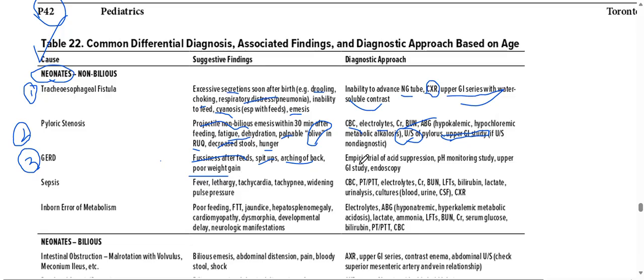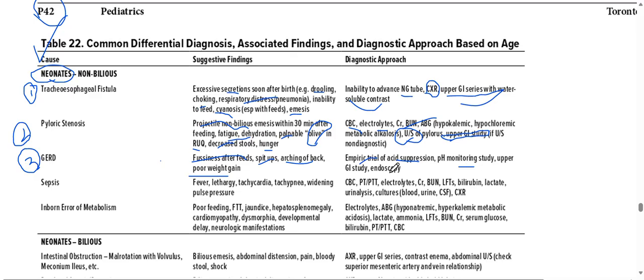Empiric trial of acid suppression. What do we have to give? We have to give some general things like acid suppressants, some syrups to suppress the acid production. And also we can give PPIs, omeprazole, or for a little child, alginate liquid, basically to suppress the acid. And then pH monitoring is very important.